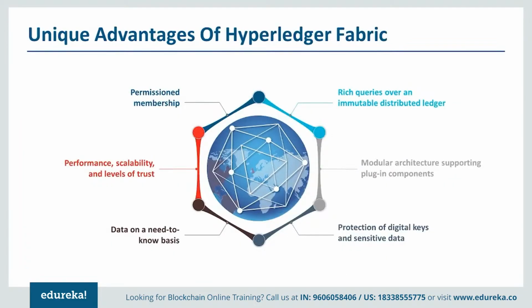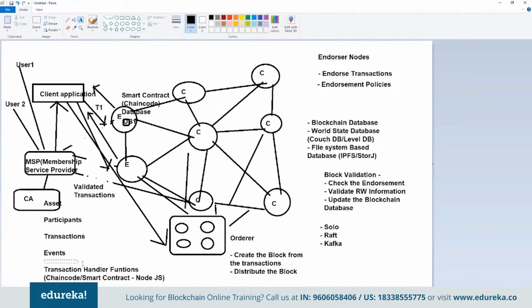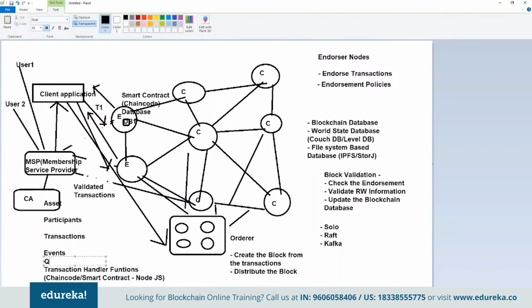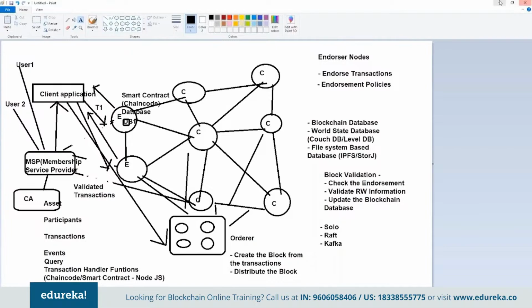The unique advantages of Hyperledger Fabric are these. One, you have permissioned membership. You have rich queries over an immutable distributed ledger. So you can write a query file. I think I missed it here. Apart from assets, participants, transactions, and events, you can also define queries. Query is a special file where you can define SQL-like queries of what information you are expecting from this blockchain at any point of time. Those are your queries, and they are rich in nature because you can define simple SQL-like queries for reporting purposes. Then you have the modular architecture supporting plugin components.